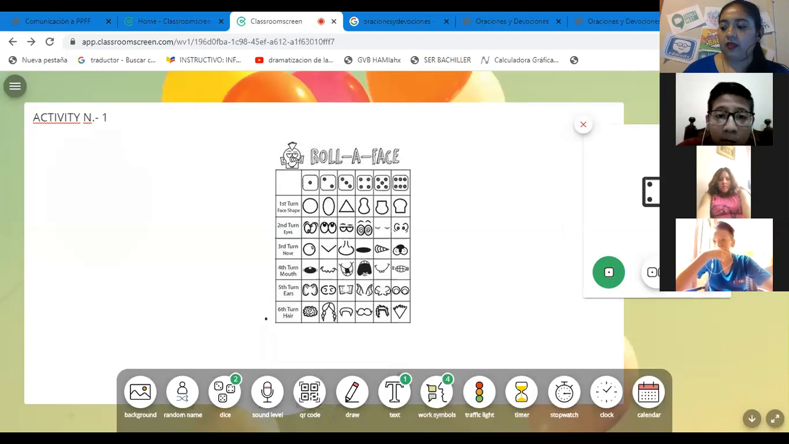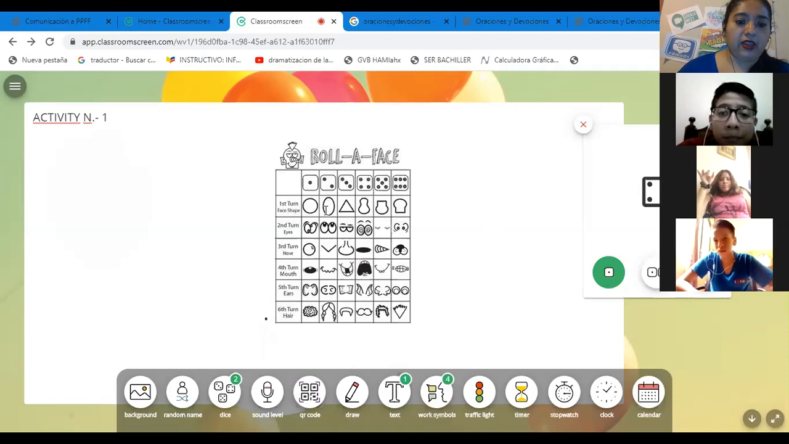On the other paper that you have, you draw the face. For example, the first turn sets the face shape. Si yo lanzo aquí el dado, I throw the dice, y según el número que salga, ustedes van a dibujar la imagen que está aquí. Al final, todos vamos a enseñar la imagen.